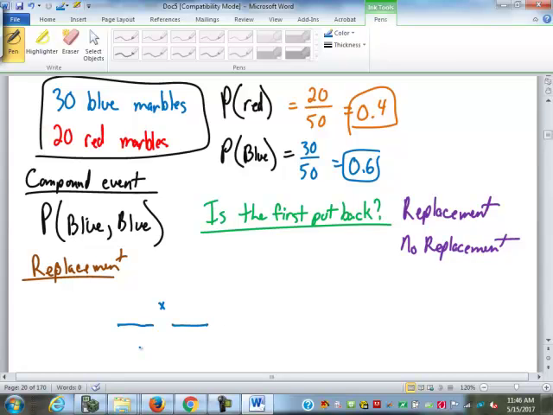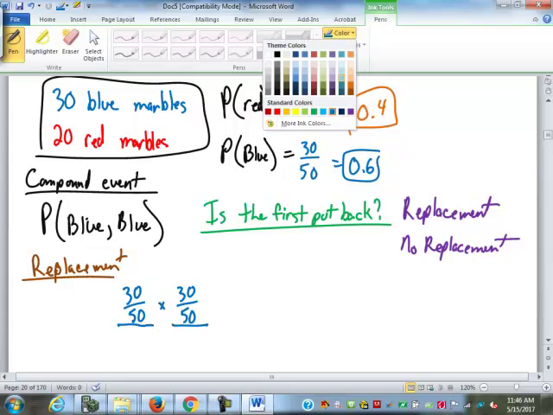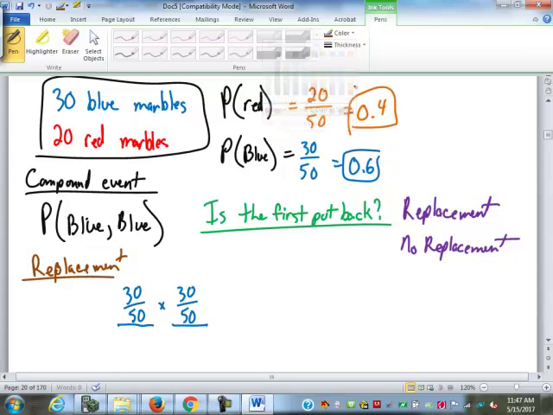What's the probability that the first marble is blue? Well, we saw that up above, 30 out of 50. 30 blue marbles out of 50. Now, before we draw the second marble, we put that first one back in. So the probability that the second marble is going to be blue is the same, 30 out of 50. Those 2 events become independent. The probabilities don't change based on what happened in the first event. So 30 over 50 times 30 over 50 is 900 over 2,500, or 0.36 probability.